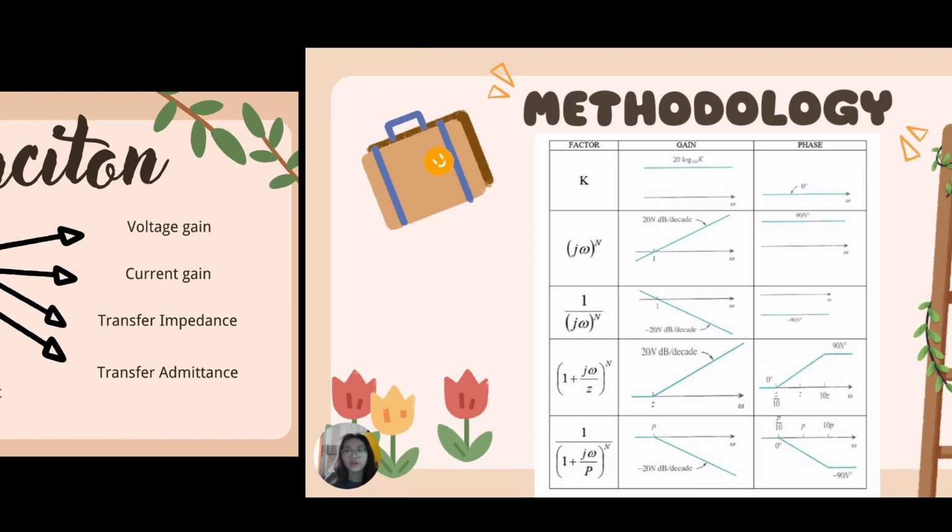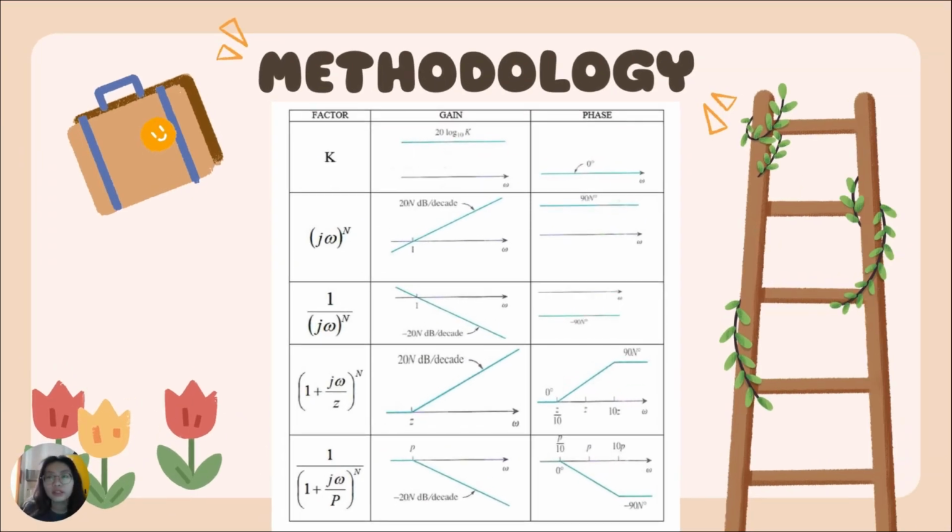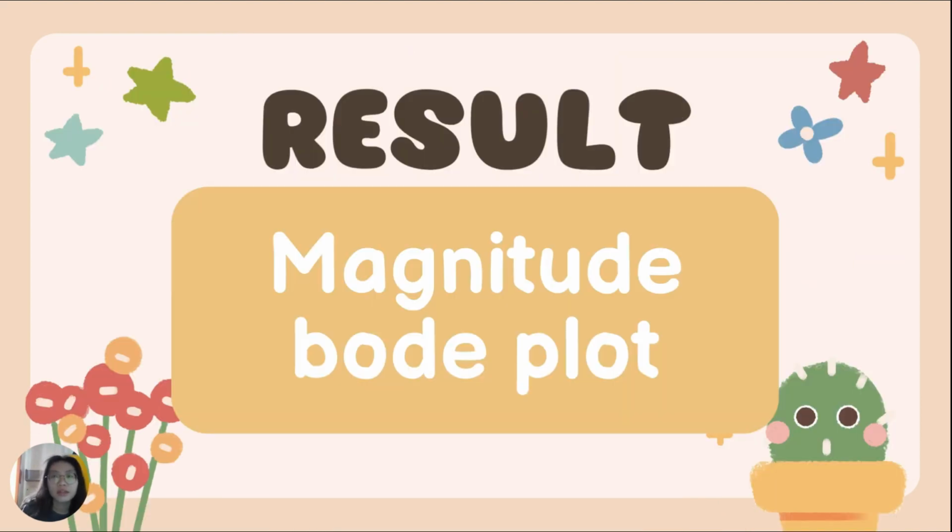Thank you. Hello, I'm Yin Chai. I would like to present how to draw the magnitude and phase plot from the transfer function. So this table is a reference to draw the plot, and the second column is gain, and the last column is phase. So let's begin to draw the magnitude plot graph.